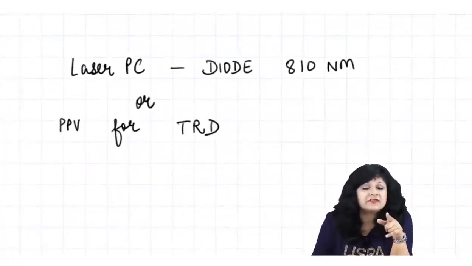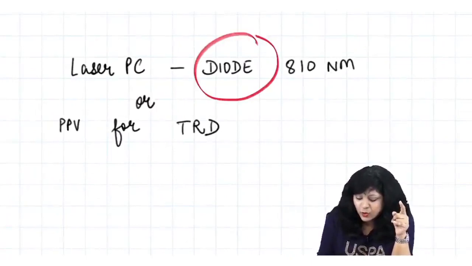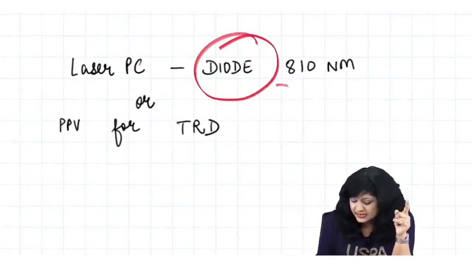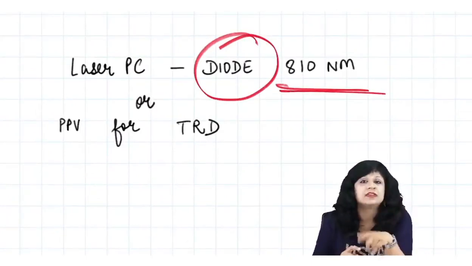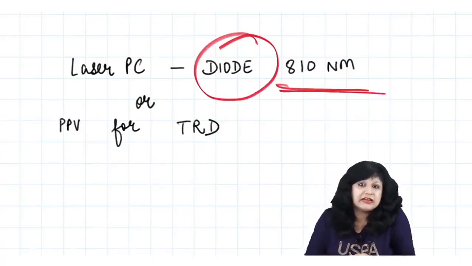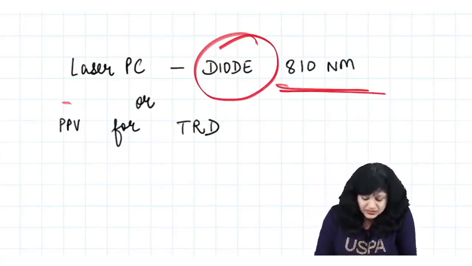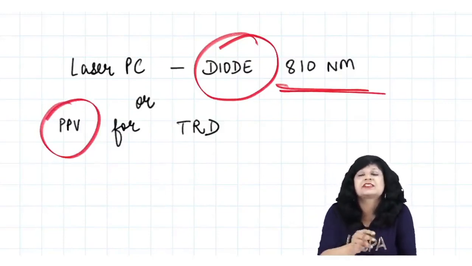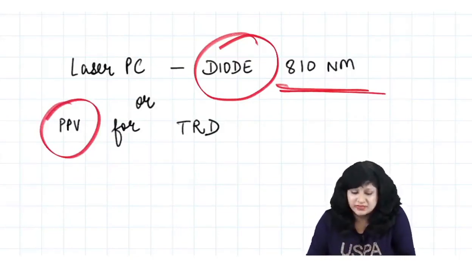Another important thing is what laser you are going to use. So the laser that we are using here is the diode laser. Diode laser is 810 nanometer. Now in the later stages, when the patient has developed tractional RD, there we do the PPV, pars plana vitrectomy. We have already discussed the indications of the PPV there also.